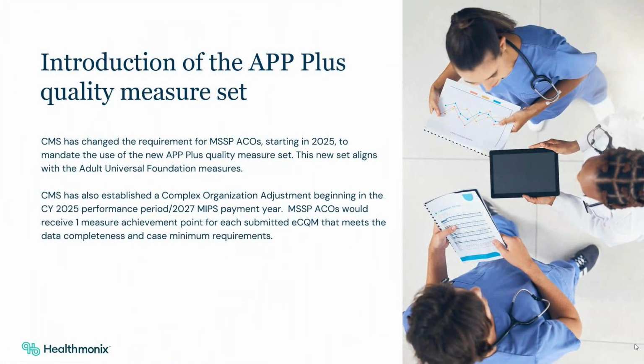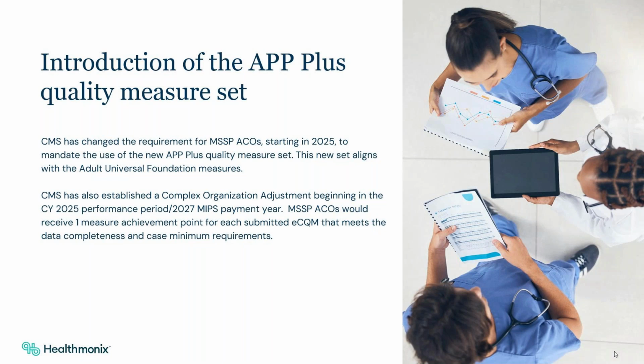So the introduction to APP quality measure set. Now starting in 2025, you're mandated to do that. The new set aligns with the adult universal foundation measures. What's important about that is not only is it the adult universal foundation measures for this new measure set of APP plus, but that's where it is going to start aligning with some of the other programs like the Medicaid plans that are available, the START program that's out now, as well as the MVPs for primary care, are all going to line up under this adult universal foundation, really getting it so that the exact patients are getting what they need from this program, and they're getting the data that's needed for government reporting.